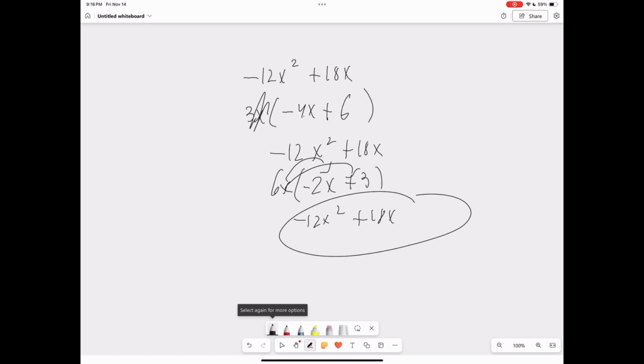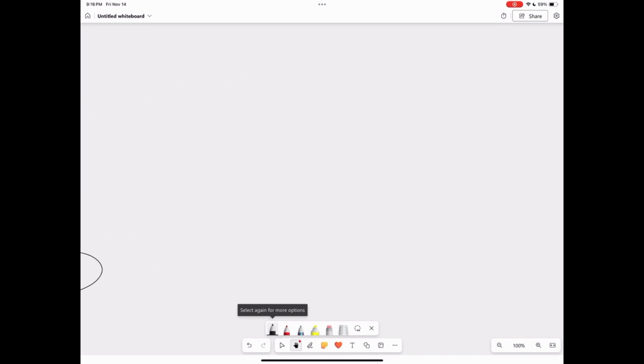Let's go do a couple more. Okay. 14x to the 4th y minus 21x squared y cubed. Same idea. What can we take out of here? Right away, I'm thinking at this point, 21 and 14 can both be divided by 7. So let's take out a 7.